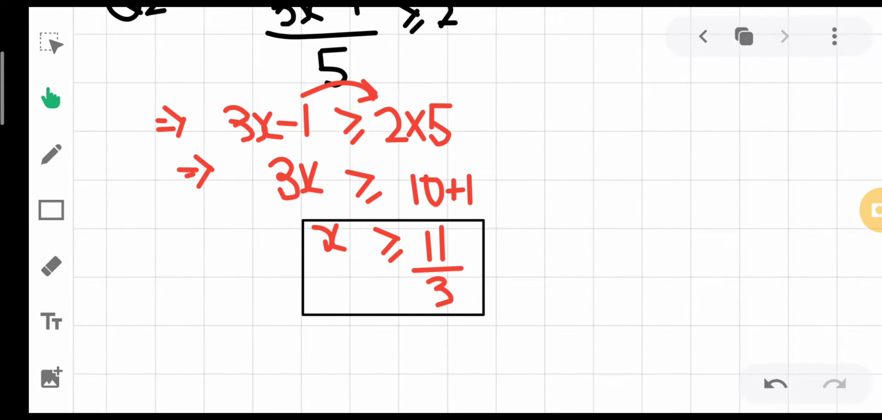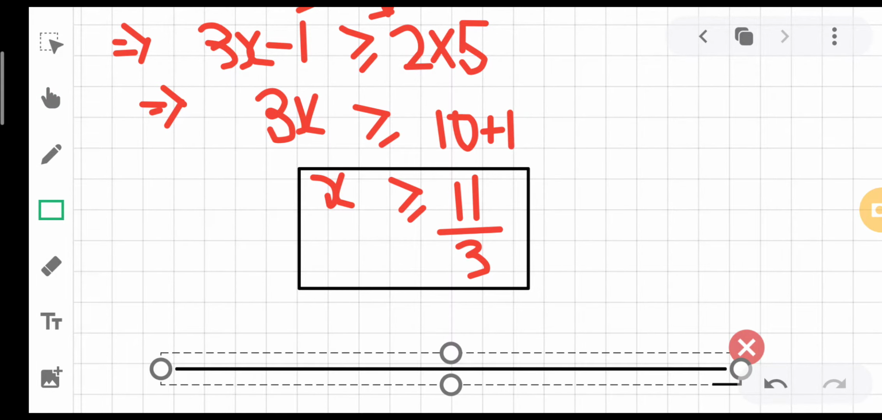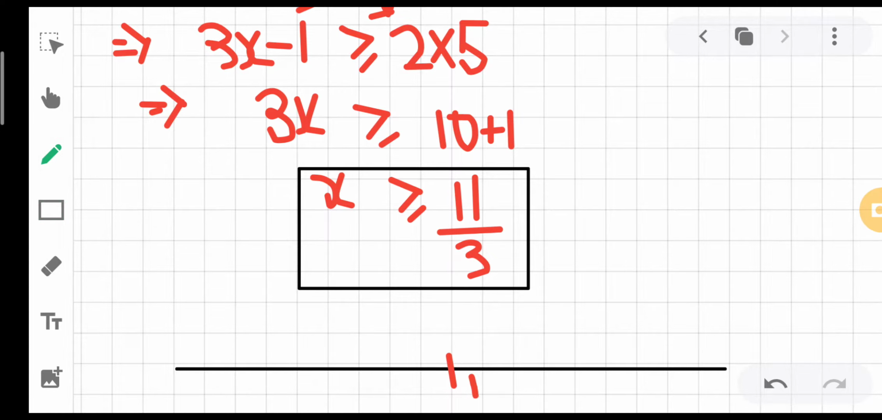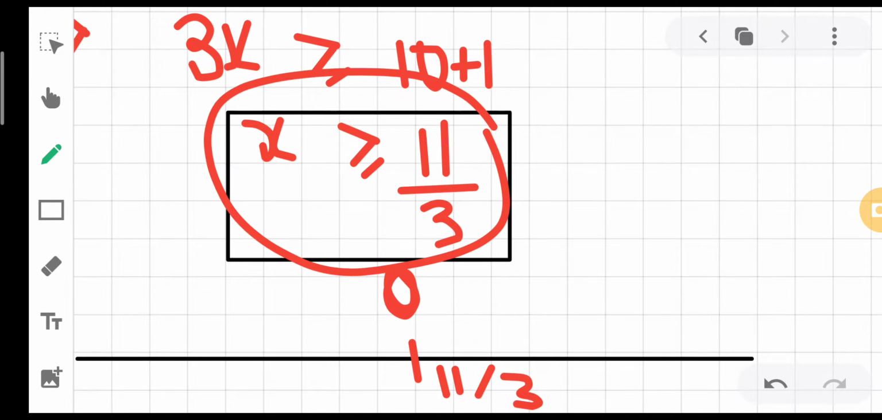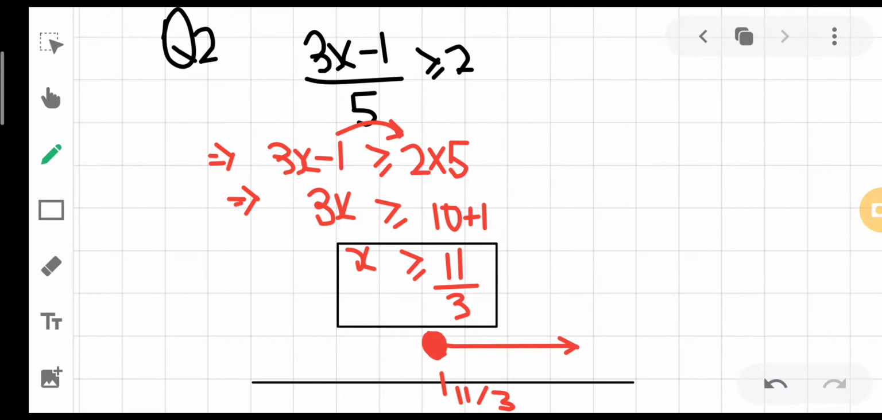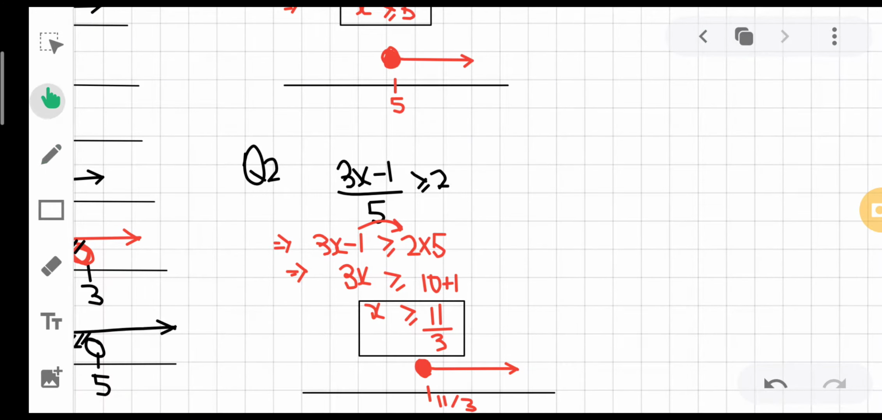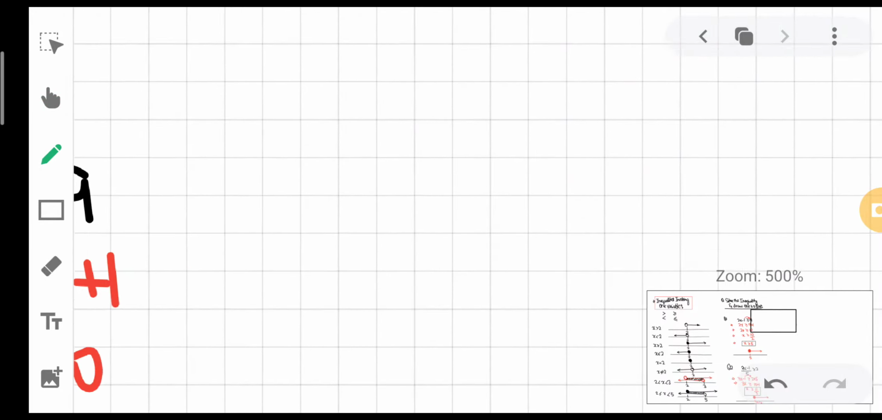If you are interested to draw the number line, how are you going to draw the number line? Simply just draw the line. Label whatever number comes out to be. If this is 11 by 3, write it 11 by 3. No problem at all. आप simply 11 by 3 ही mark कर देंगे. Draw the circle right here. Since the number is greater than 11 by 3, that relates to the rightward side. Show the arrow towards the right hand side and shade the circle. तो ये 11 by 3 से greater value आ जाएगी. Agree? Am I clear?